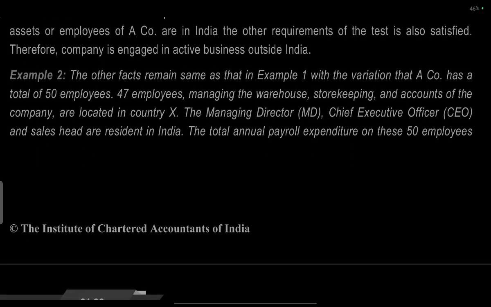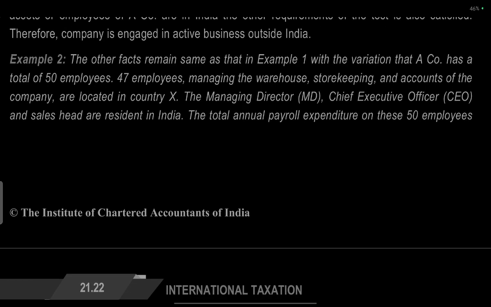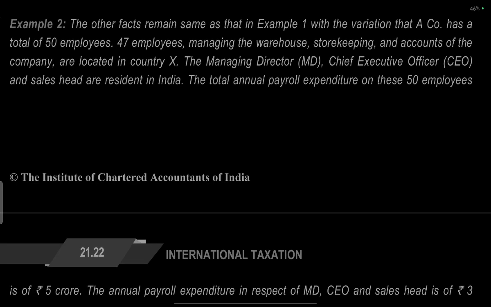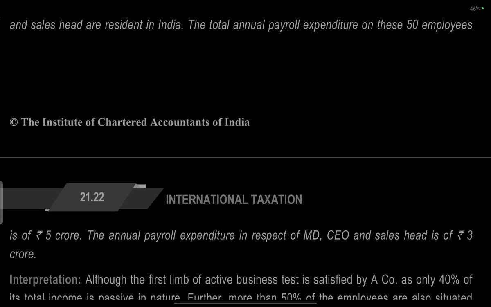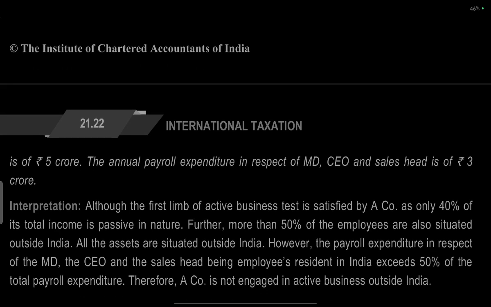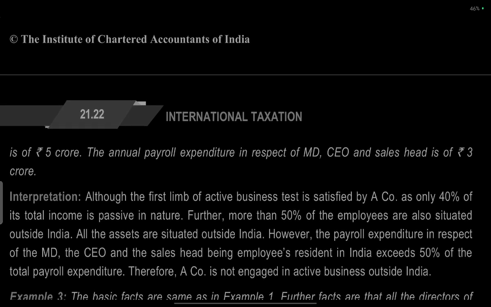Example B. The other facts remain the same as in example 1, with a variation. A Limited has a total of 50 employees, of whom 47 employees manage the warehouse, storekeeping and accounts of the company operated in country X. The managing director, chief executive officer and sales heads are resident in India. The total annual payroll expenditure of the 50 employees is 5 crores. The annual expenditure in respect of the MD and CEO is 3 crores.